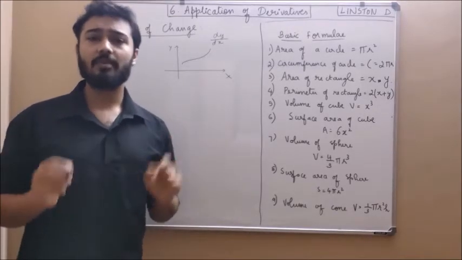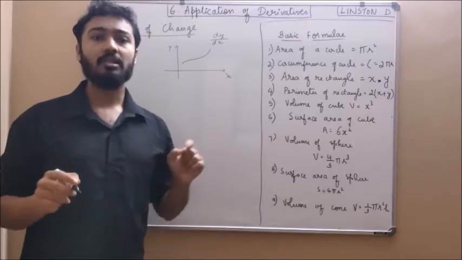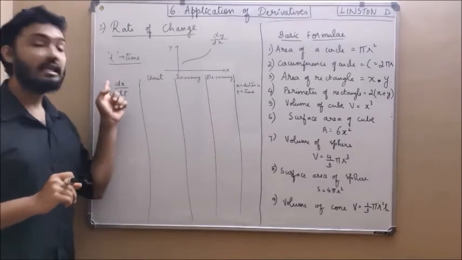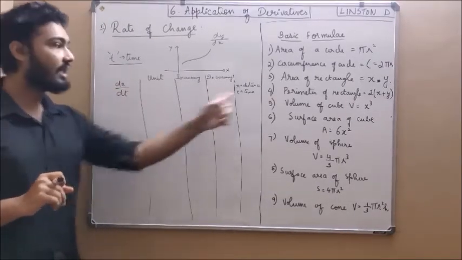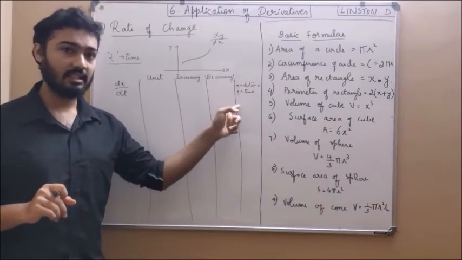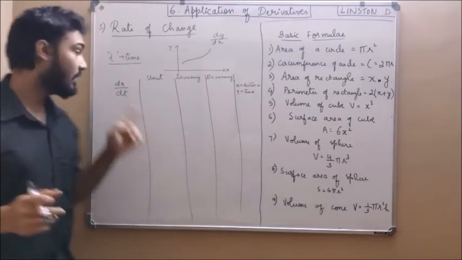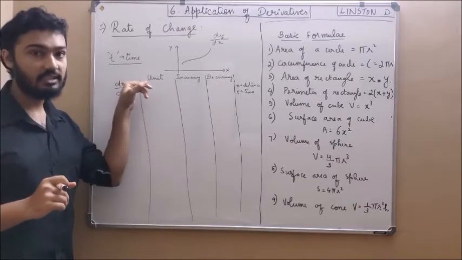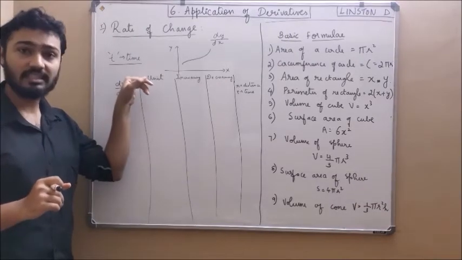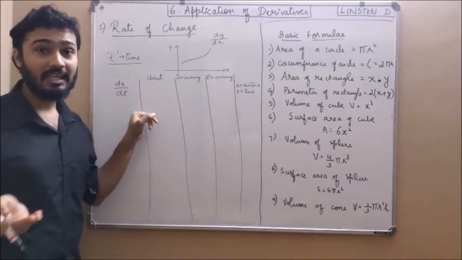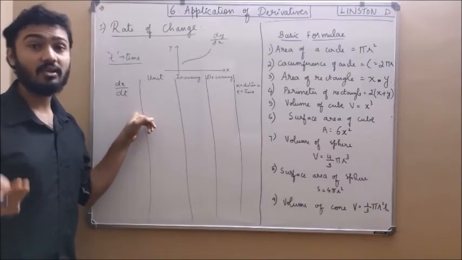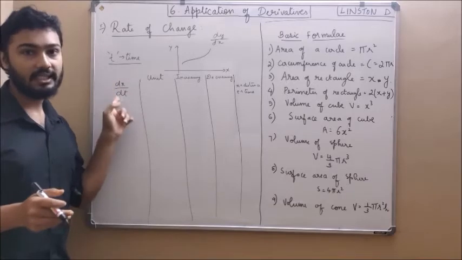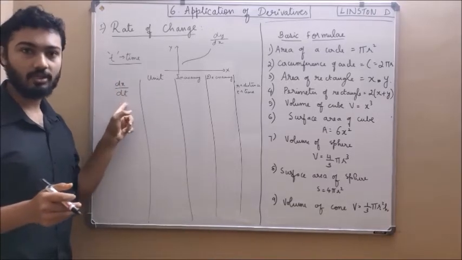So there are various types of derivatives which we need to know. The first derivative is dx by dt, where x is nothing but the distance, t is nothing but the time. So dx by dt means the rate of change of distance with respect to time. That you have learnt in physics, that is nothing but velocity.